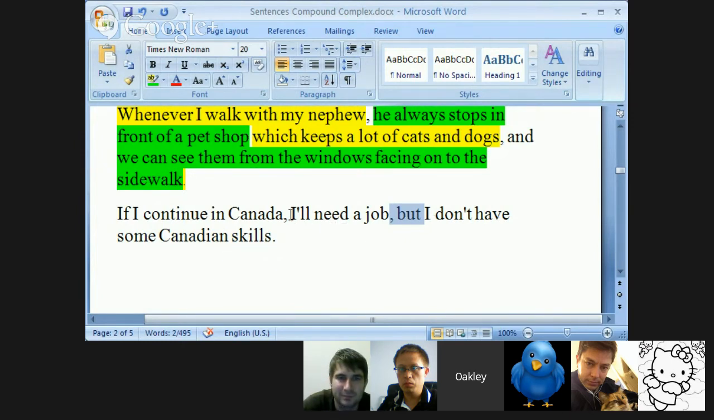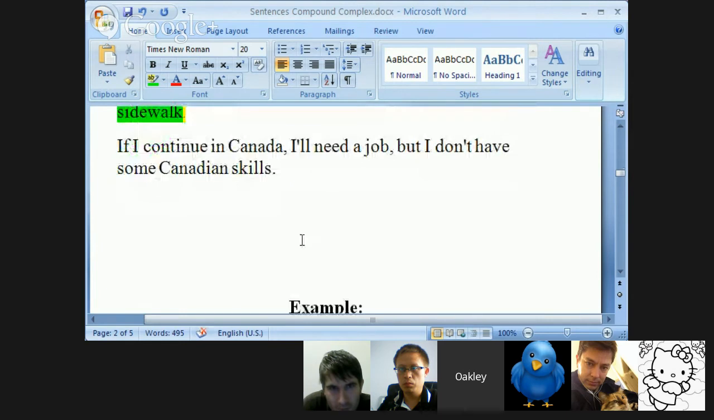Yes, you can. He's at least got this one phrase with the future tense, but I don't have. This is a state, a stative verb. He's using have as a stative to show possession. But I don't have some Canadian skills. Terrific. I love this sentence. Okay, that minor problem with the will. It's an excellent example of how we can use a compound complex sentence with a conditional. Really, I like it.